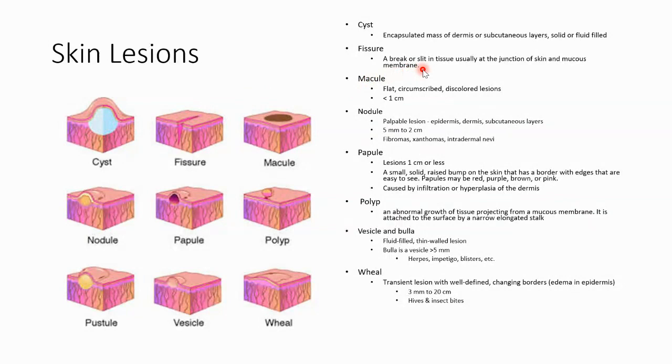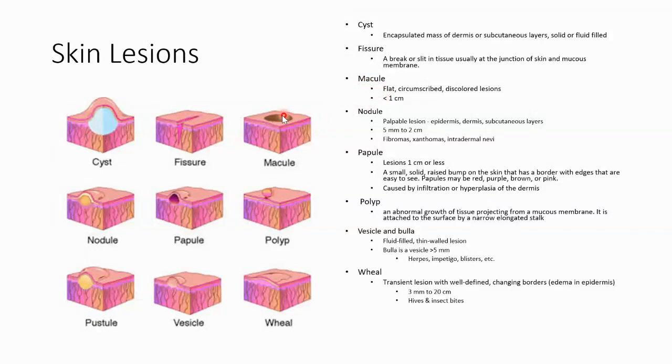A fissure is a break or split in the tissue, usually at the junction of skin and mucous membrane. So it's just like a crack, a small tear in the lining. The most common example is an anal fissure, where there's a small tear in the lining of the anus.